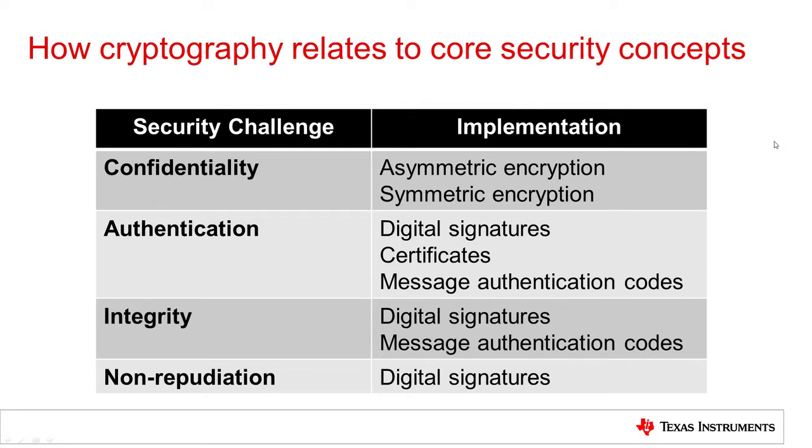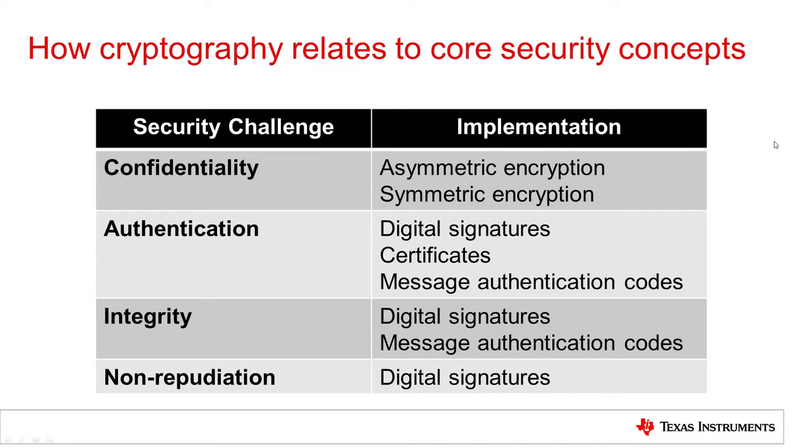Before we dive into the specifics of these different types of encryption, I'd like to relate them to the core security concepts we mentioned earlier. Confidentiality can be preserved by both asymmetric and symmetric encryption, since they encrypt the data so it cannot be looked at by a third party.